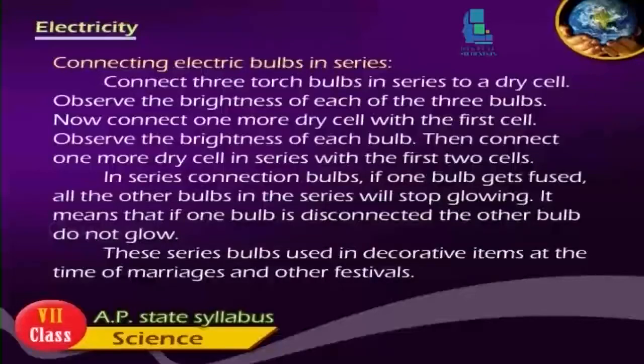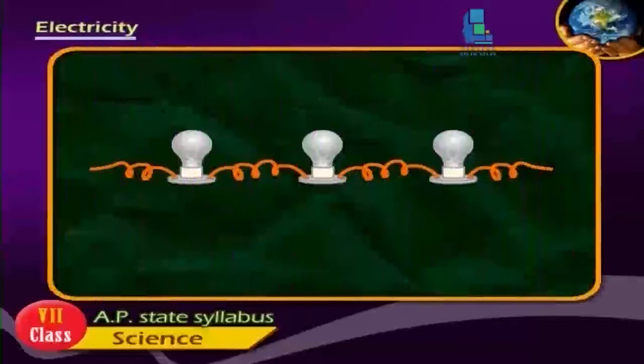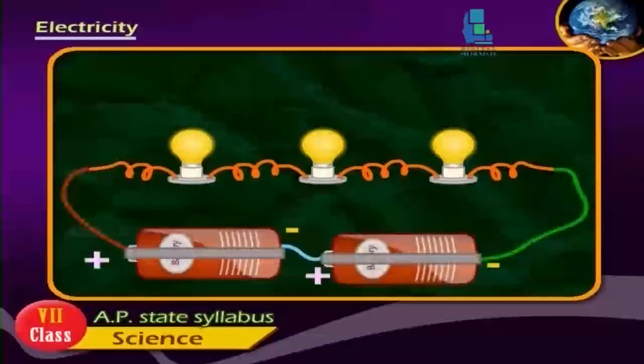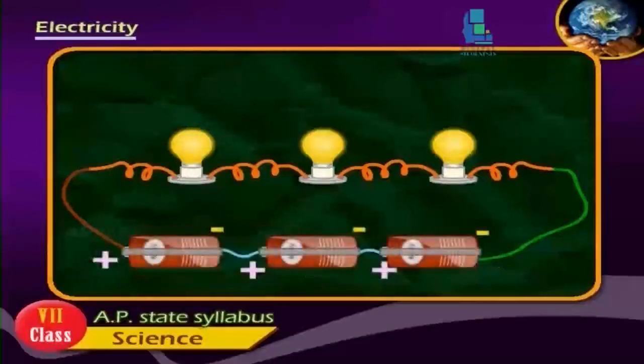Connecting electric bulbs in series. Connect 3 torch bulbs in series to a dry cell. Observe the brightness of each of the 3 bulbs. Now, connect one more dry cell with the first cell. Observe the brightness of each bulb. Then connect one more dry cell in series with the first 2.